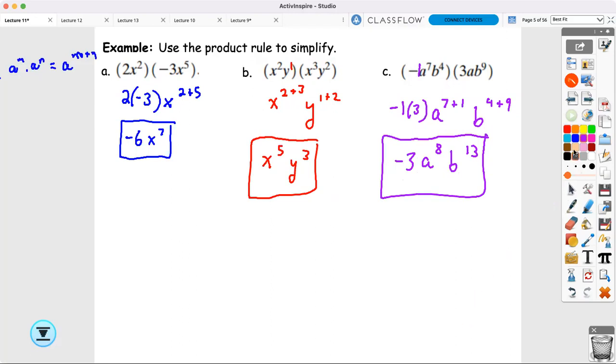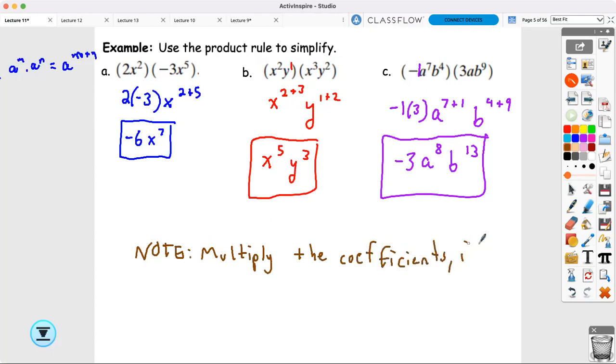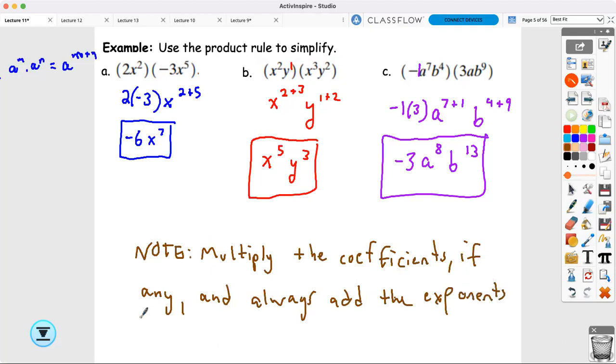Now, if you want to make a little quick note, guys, you can write: multiply the coefficients, comma, if any, and always add the exponents if the same base.